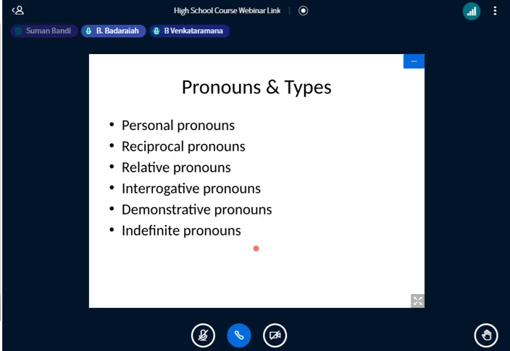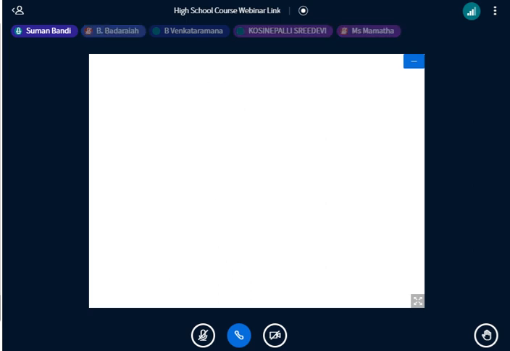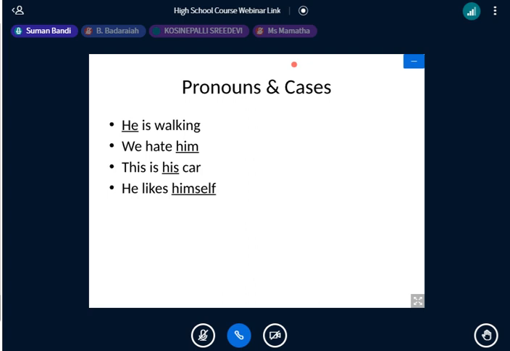Anyone, somebody, something, anything, anybody, no one, nobody, all these are indefinite pronouns. So the same cases apply to pronouns also, just like nouns, right? So first sentence, what is the case? Subjective case. Second sentence? Objective case.